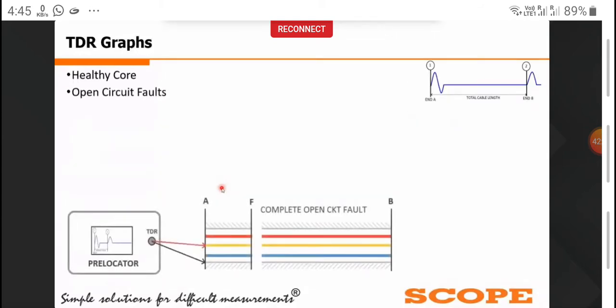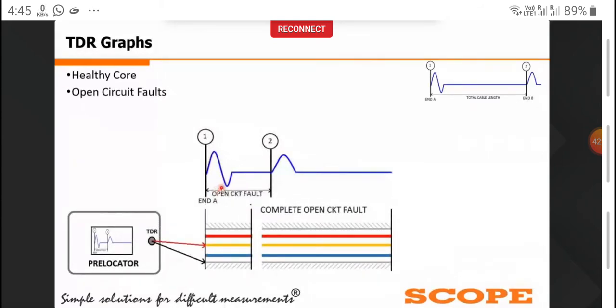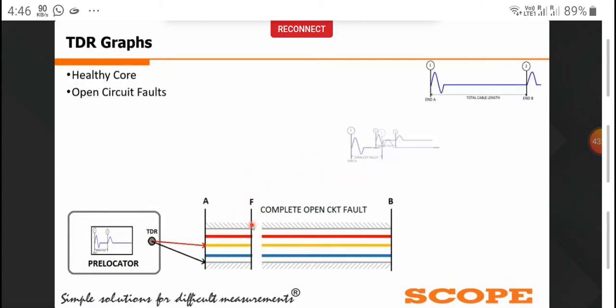We will see the open circuit fault, in which at the point F we can see that the cable has completely opened. So whenever we inject the TDR pulse into the cable, the total pulse is reflected from the fault point only. We cannot see beyond this fault point. We can only see up to this fault point, because the cable is completely open. So we cannot see the end of the cable if the cable is completely open. Okay. So the next one is the partially open circuit fault.